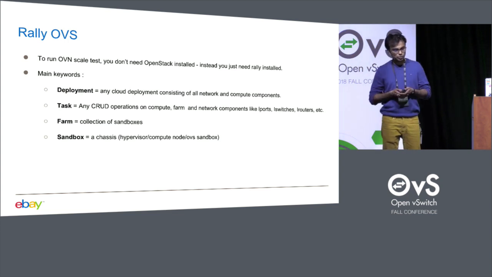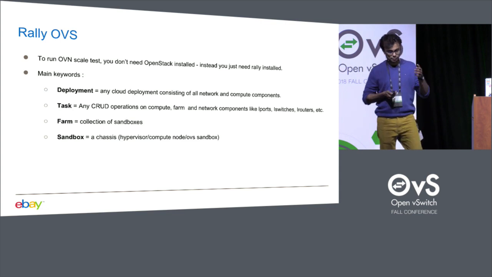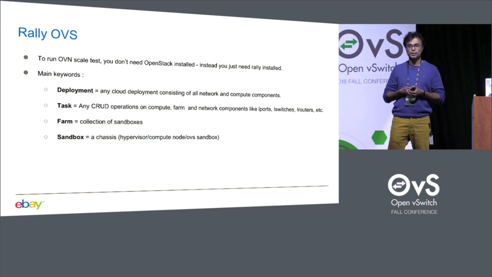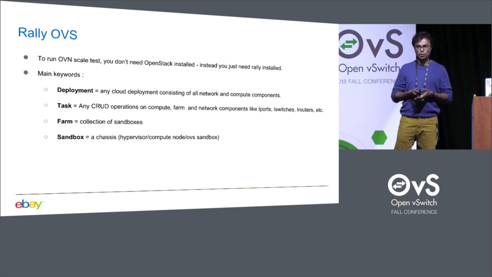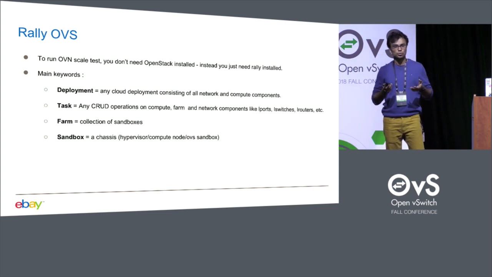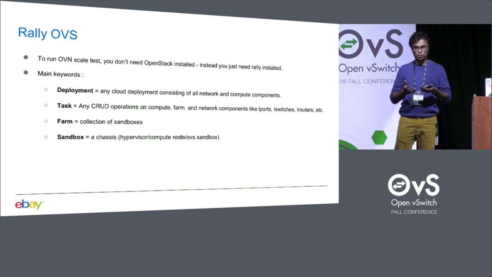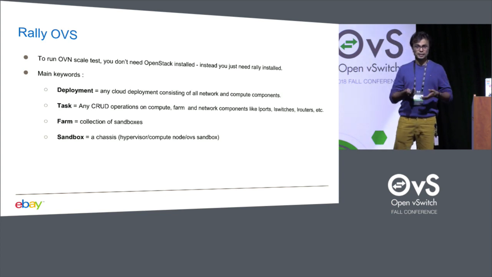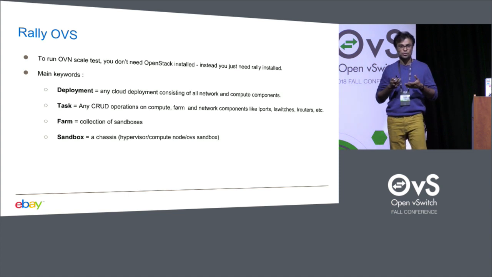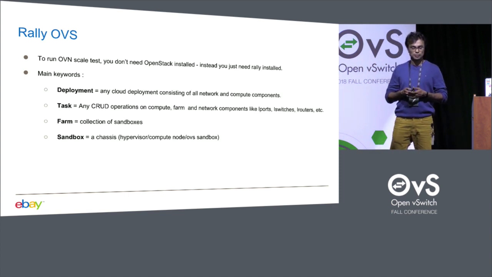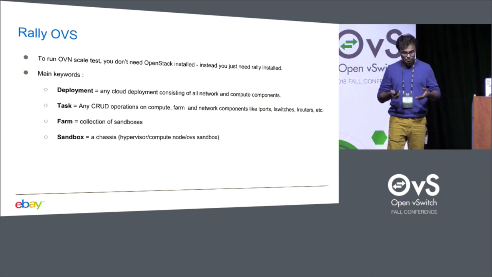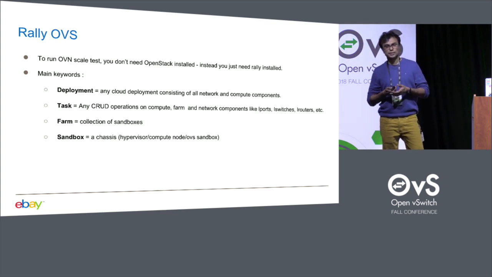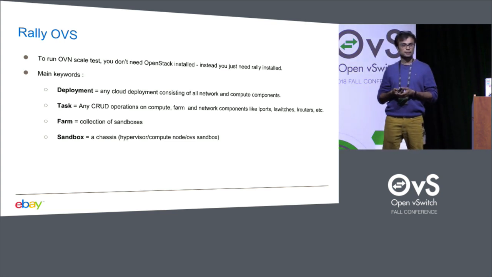But before we dive into the scale test, there are a few keywords you may need to get familiar with. One is the deployment, which is the base: if you want to scale test, you need to have your deployment ready, like how many computes you want to test against, how many logical routers, how many logical switches. Rally has a task. Each of the CRUD operations on any of the computes, switches or routers is a task. And a farm is nothing but a collection of sandboxes, which are OVS sandboxes that act as chassis.